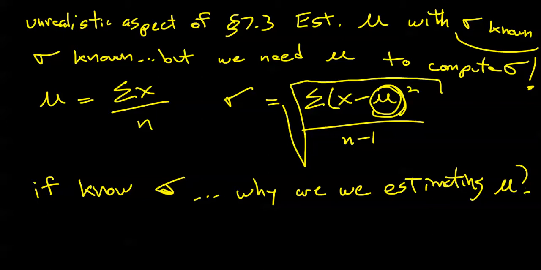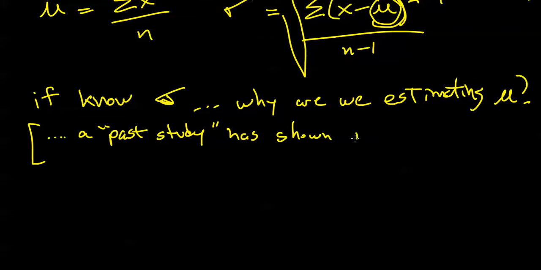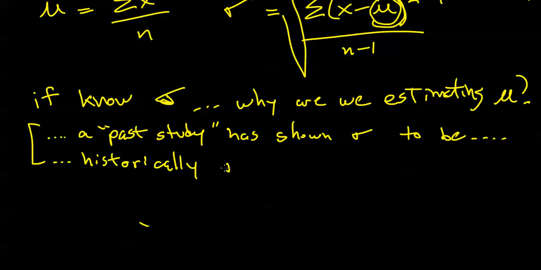So that's one perhaps unrealistic aspect of 7.3, that you know sigma. The moral of the story here is it may be unrealistic to claim sigma is known. The book gets around this by comments in the homework problems like a past study has shown sigma to be whatever, or they may make a comment in some of the homework problems, historically sigma is assumed to be whatever in whatever context the problem is talking about.